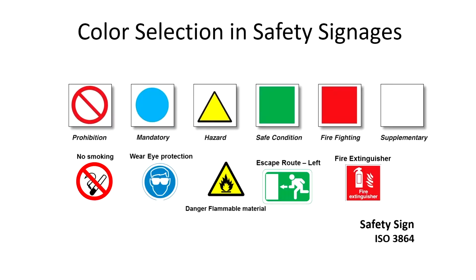Now, let's go to the next topic, which is color selection in safety signages. Color selection in safety signages is based not on aesthetic considerations, but on certain zonal regulations, which play a critical role in effectively communicating messages aimed to ensure the safety of individuals in various environments. The international standard I have used is ISO 3864, which plays a pivotal role in establishing parameters for the design of safety signs, including precise color specifications.